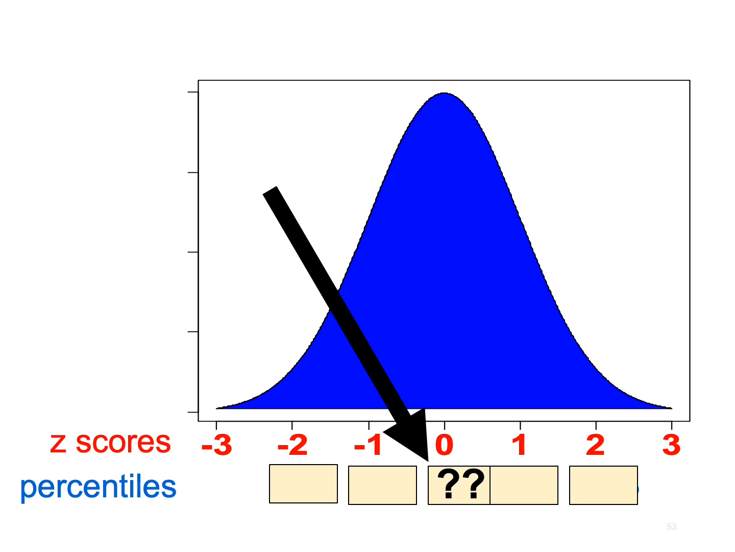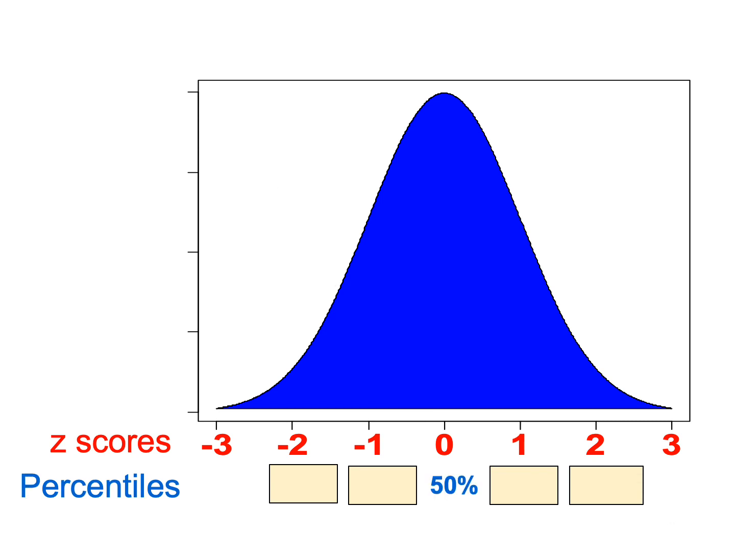Okay, now I'm going to ask a question. On this histogram, what percentile should be written here underneath our g-score of 0? Or another way to ask, what percentage of individuals have a g-score less than 0? The correct answer is 50%. Here's the way to get the answer.